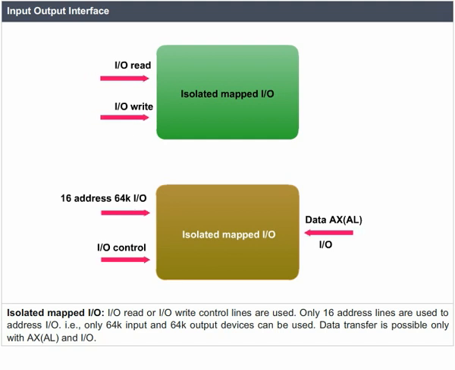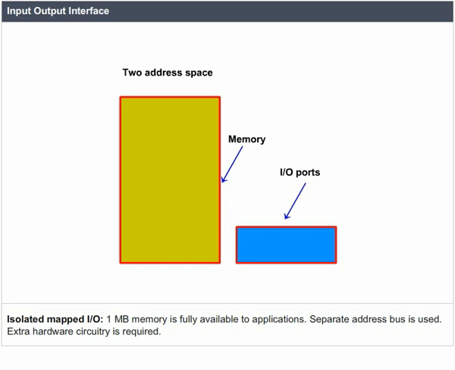Data transfer is possible only with AX, AL, and input-output. 1 MB memory is fully available to applications. Separate address bus is used. Extra hardware circuitry is required.